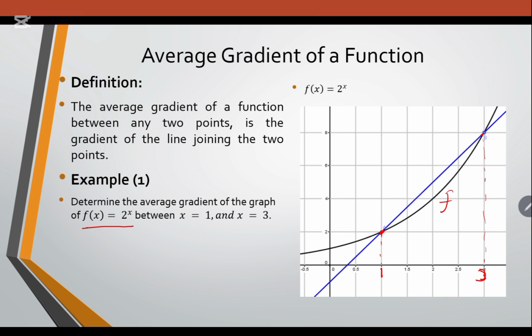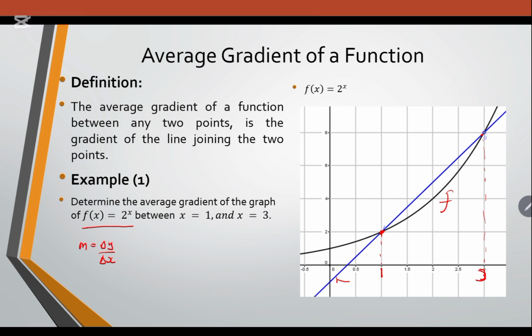But they are saying, if we want the average gradient of this graph between these 2 points, we must just find the gradient of a straight line that is passing through there, which is this blue graph here. So we need to find the gradient of this line. How do we calculate the gradient of a straight line? We use the small letter m to represent the gradient, and the gradient is equal to change in y over change in x.